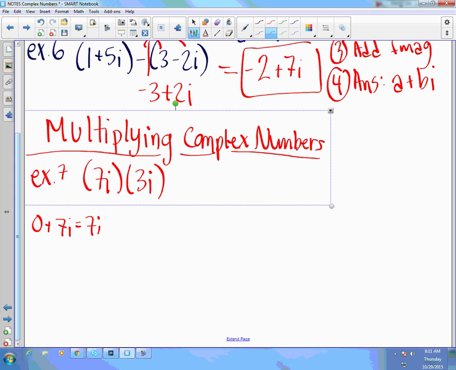Is 3i a complex number? What's its real piece, John? 0. Yeah, 0 plus 3i. That's 3i. Okay? So normally, we do 7i times 3i, and it'll give you what?